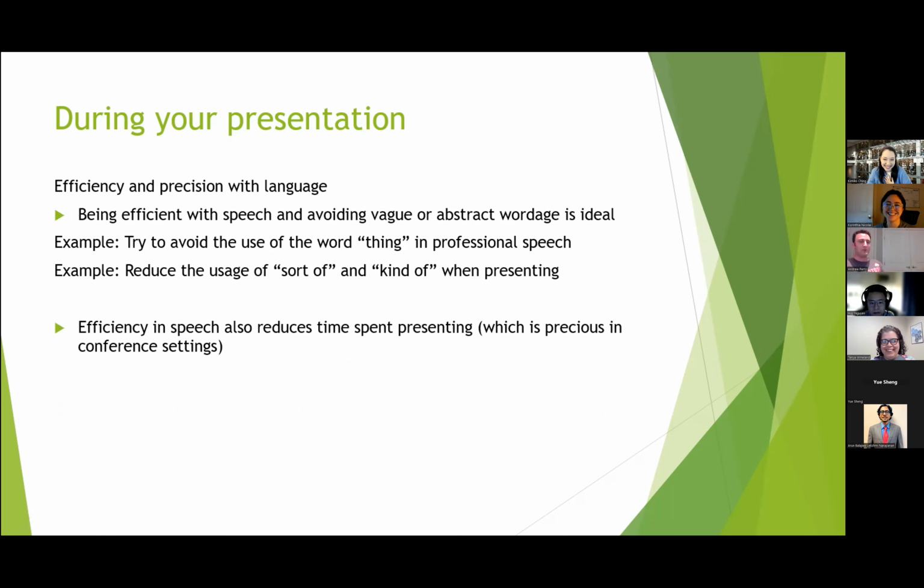Efficiency and precision with language. So being efficient with your speech and avoiding vague or abstract wordage. I think I already complained about the second bullet.